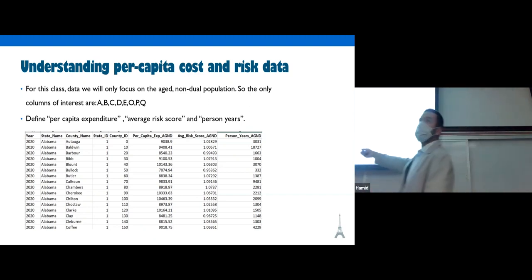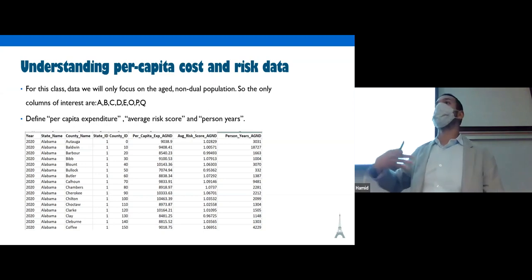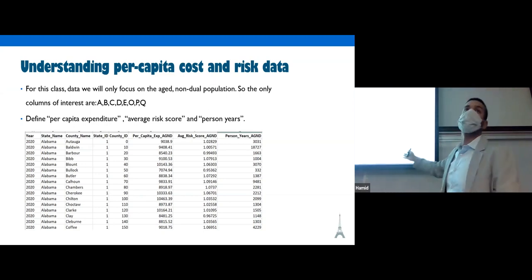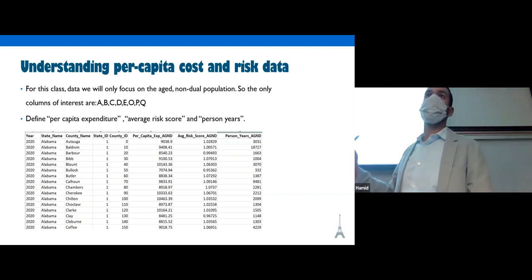So again, per capita expenditures is average medical cost per person. Risk score represents the amount of illness burden in your population. Person years means people. Questions? Are you ready to answer a couple of questions about this data?